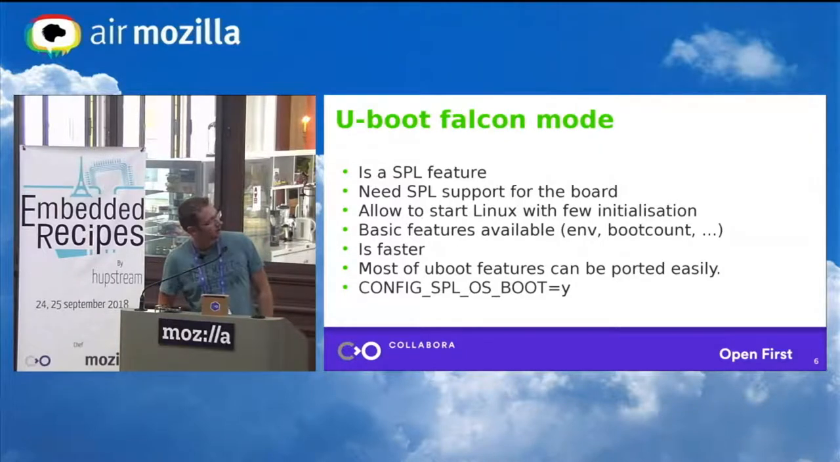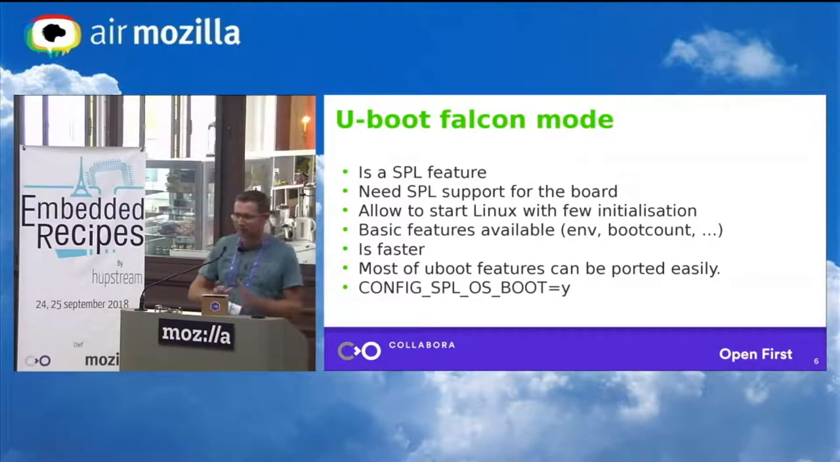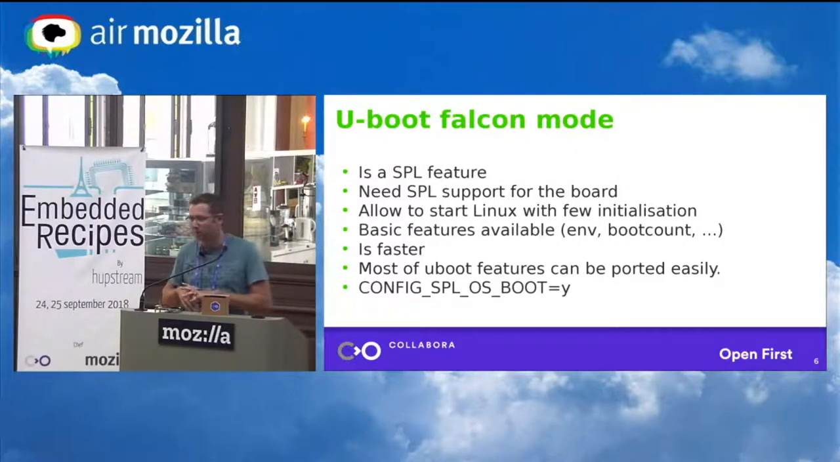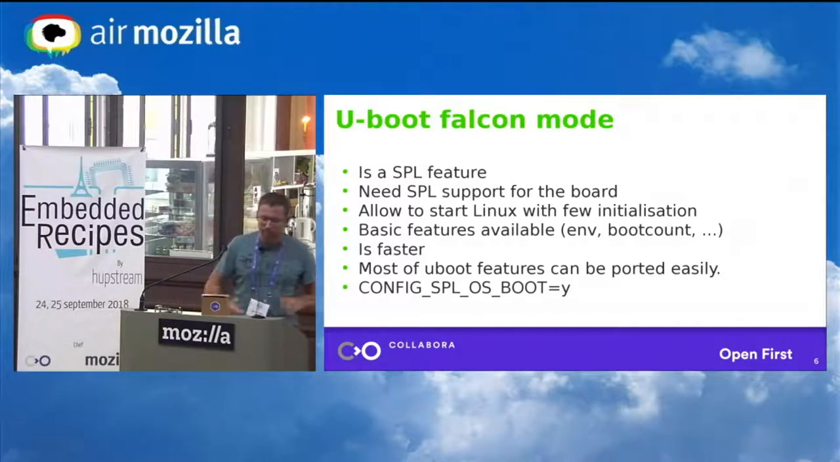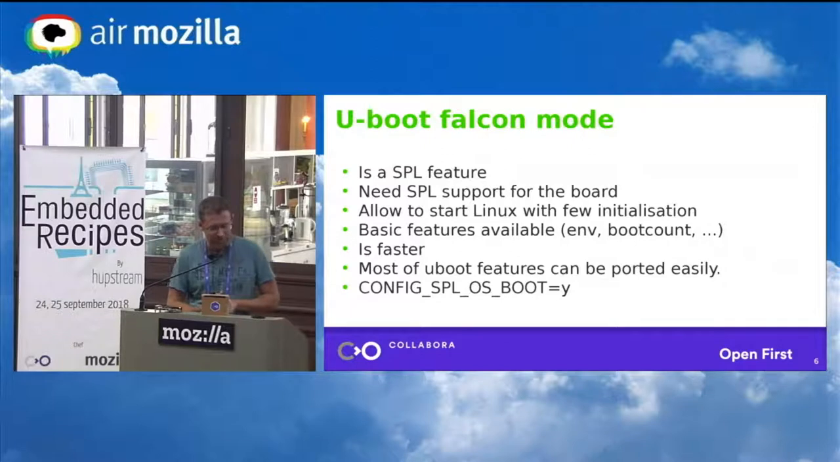Falcon mode has some basic features available to manage a production project for customers. So you can have a simple environment. For example, if you want to specify the name of your kernel, of your device tree, or a few things, you can have a small environment to get this information. So you can communicate with the userland of your OS. For example, if you do an upgrade and you want to use a new kernel, you can just specify the new name of the kernel for the next boot. And you also have a feature like boot count. So if you fail too many times, you can have another possibility, so boot, for example, to the default U-Boot environment. I will explain this later too.